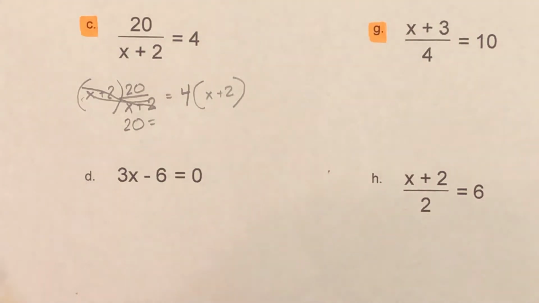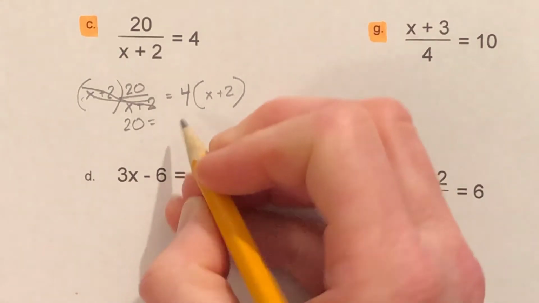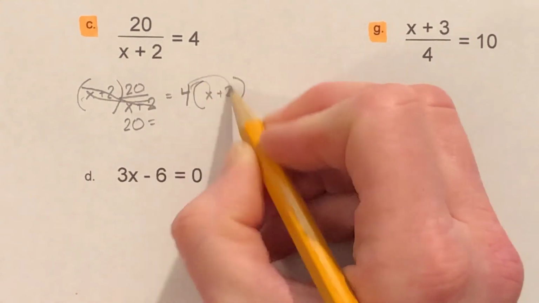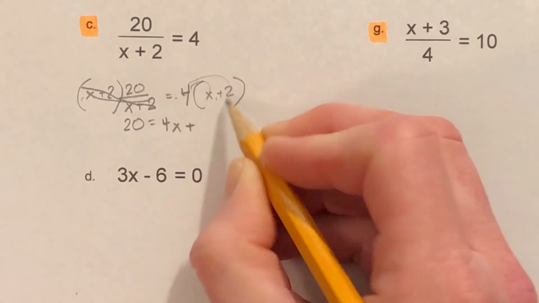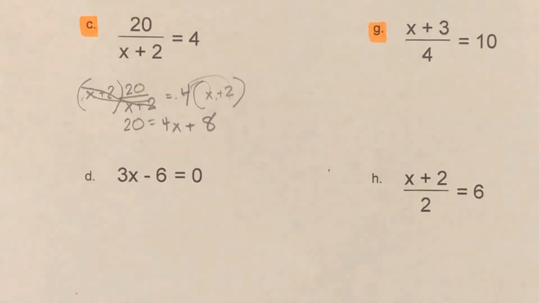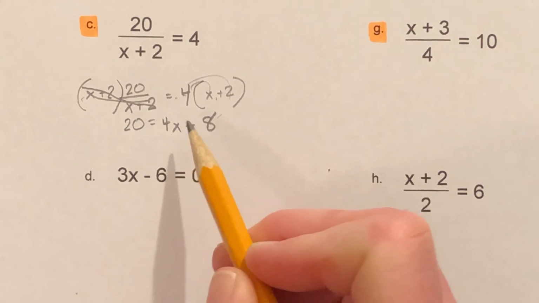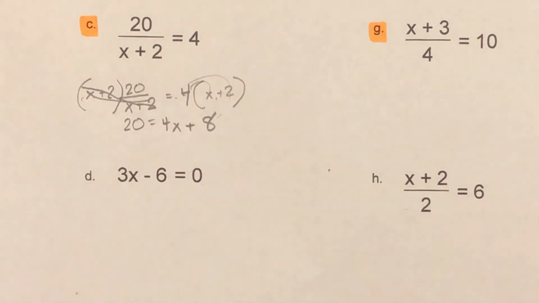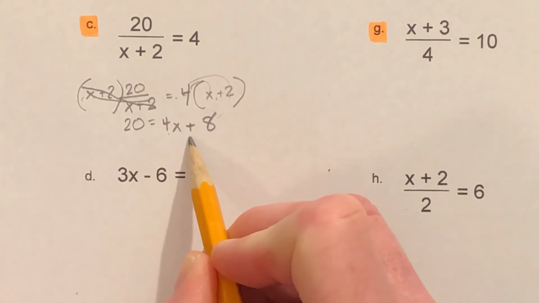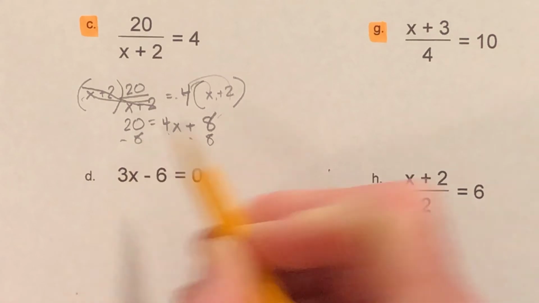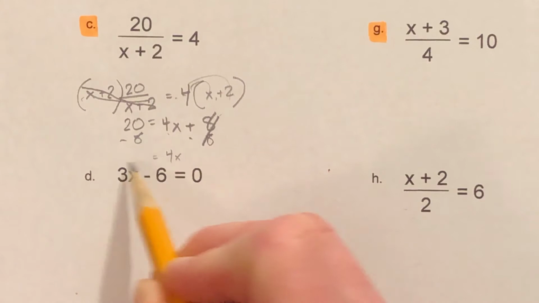Let's see, this time I'll go ahead and distribute. I'm going to multiply it out. So 4 times x is 4x plus 4 times 2 is 8. Remember there are 2 ways to solve this in algebra, and I've decided to distribute this time because I want to make sure you know both ways really well. We're going to isolate the variable term, so we'll subtract 8 from both sides. That leaves us with 4x equals 12.